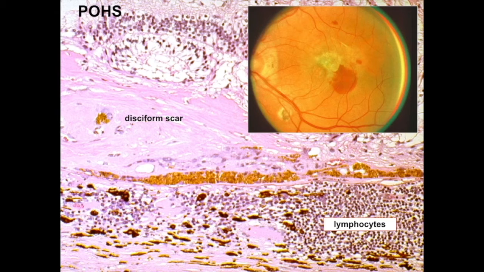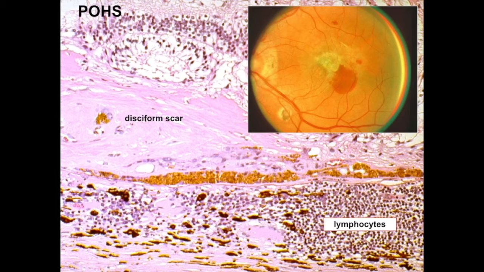Disciform scars occur in other conditions besides age-related maculopathy. This is an example of presumed ocular histoplasmosis syndrome. I'm not sure whether it's presumed anymore. I think people have found a few organisms in some cases.